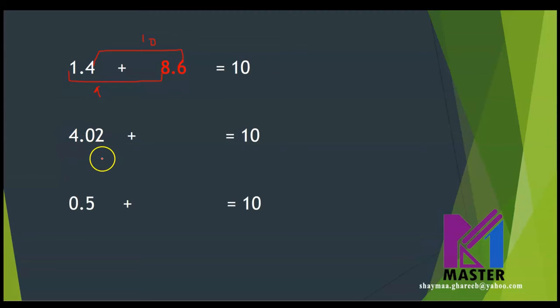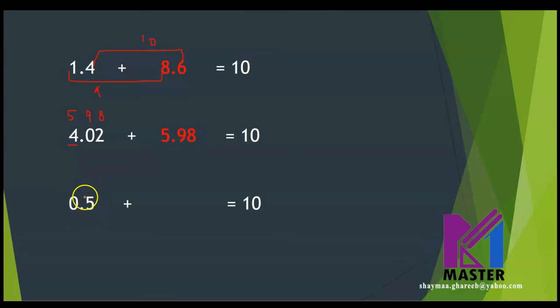9 and 2 hundredths, 4, and 2 hundredths. So this 4 needs 5 to be 9. And this 0 needs 9 to be 9. And this 2 needs 8 to be 10. Then the missing number will be 5.98.